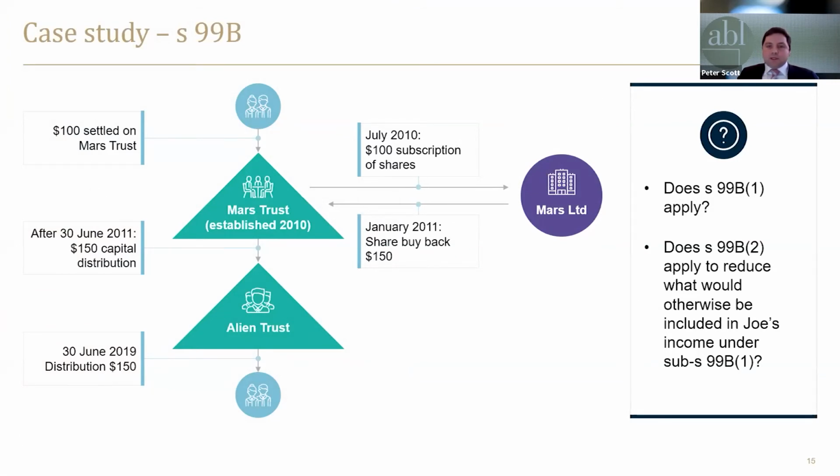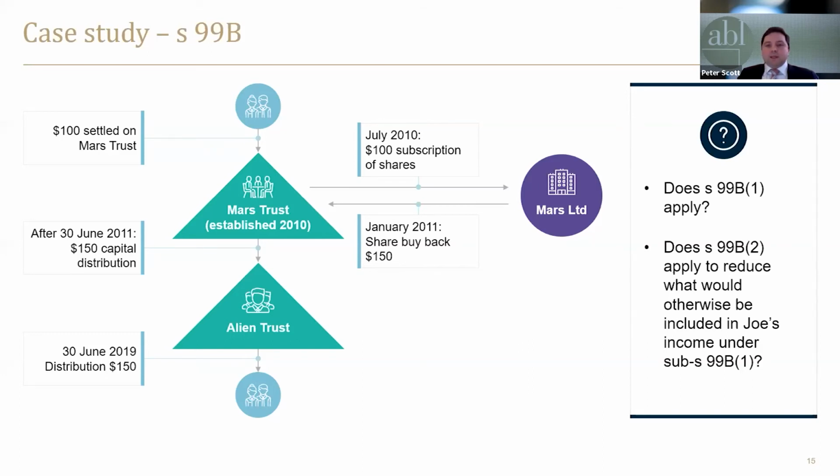But if we start at the top, we can see that there's an amount that's originally settled of $100 on the Mars Trust. That $100 is then used to subscribe for shares in Mars Limited. Sometime later, there's a share buyback for $150. So if my maths is correct, we have a $50 gain in that circumstance from the transaction. That amount's then sensibly paid to the alien trust as a distribution of capital and then ultimately paid out to an Australian resident.